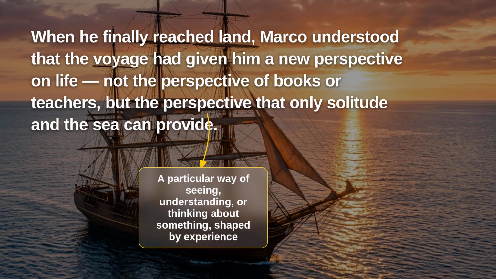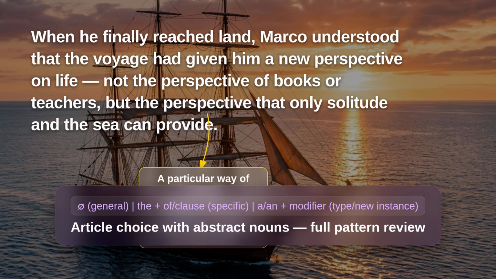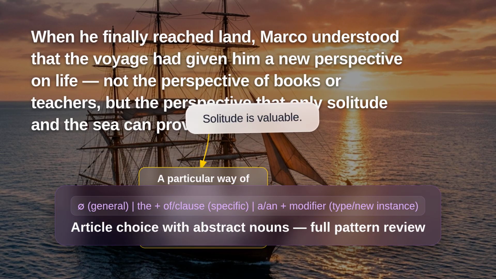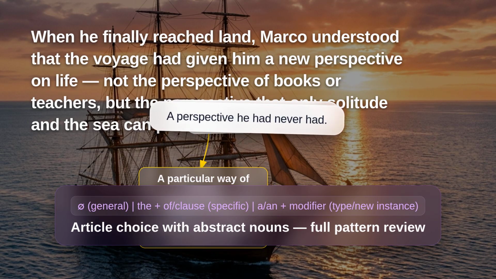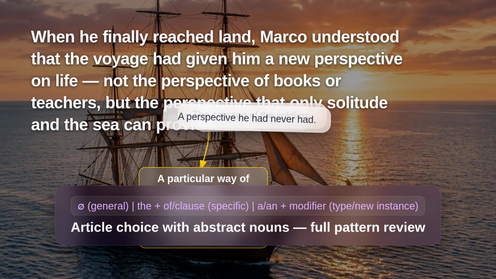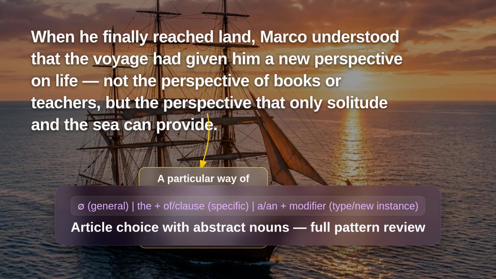Here is the complete picture. Three article patterns with abstract nouns. Pattern 1, no article for general concepts. Solitude is valuable. Pattern 2, the for specific identified instances, the courage of the soldiers. Pattern 3, a for a type, kind, or new instance, a perspective he had never had. If you can use these three patterns naturally, your English will sound significantly more polished and sophisticated. This is a skill that takes many learners to B2 and beyond.